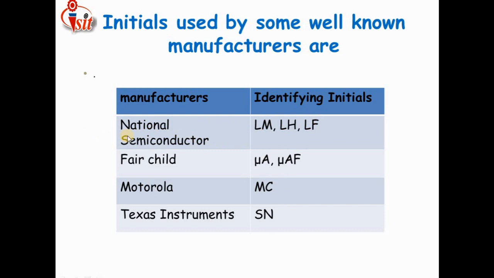The first manufacturer is National Semiconductor. They abbreviate their op-amp as LM, LH, LF and so on. The second manufacturer, whose IC we frequently use, is Fairchild. They use μA, μAF. Motorola is the third manufacturing company for that op-amp. They abbreviate that op-amp as MC. The last is Texas Instruments. They abbreviate their op-amp as SN.